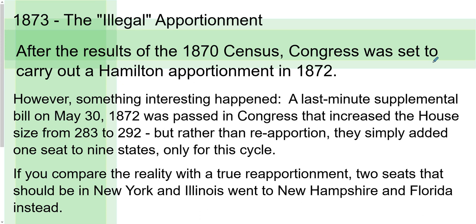Okay, so everything's fine, right? Until 1870. And so here's our first little intrigue in the story: the illegal apportionment. So the 1870 census happens.